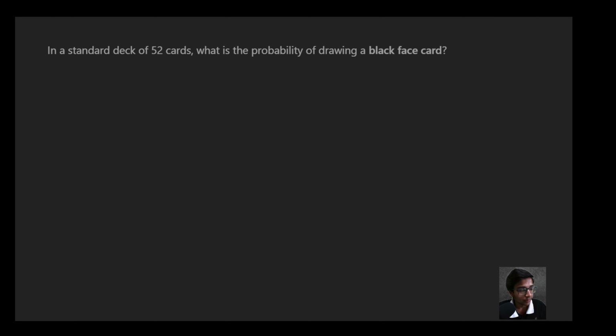Let us look at this example here. In a standard deck of 52 cards, what is the probability of drawing a black face card? So first of all, I hope you all know what a face card is. A face card is either a jack, a queen, or a king, and they've told us that it needs to be black. So it can either be of, let's say, clubs, or it can be of spades. So that means there can be 6 possibilities, 6 favorable outcomes from which we can draw.